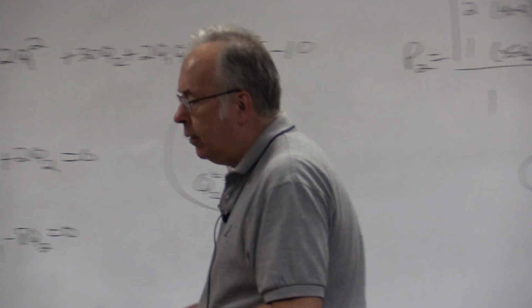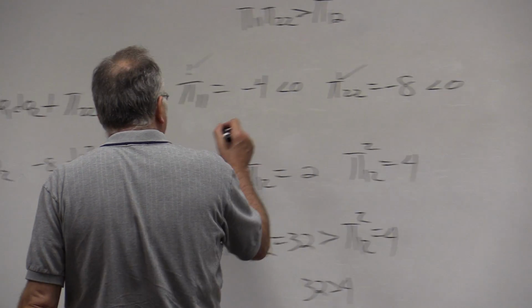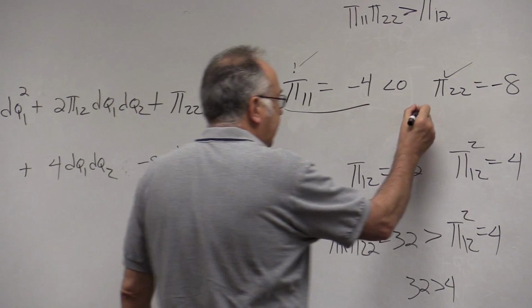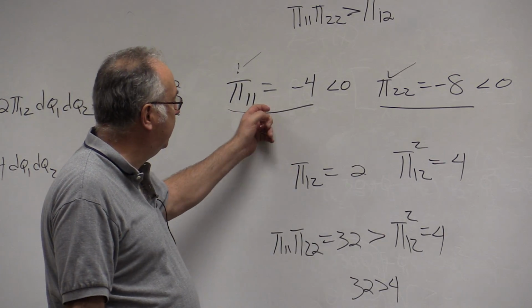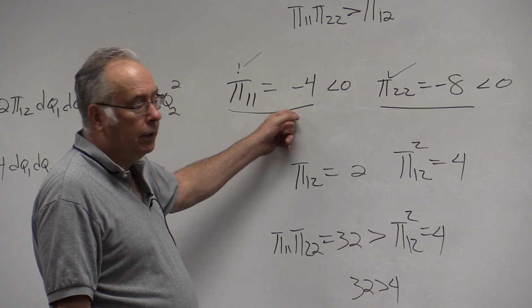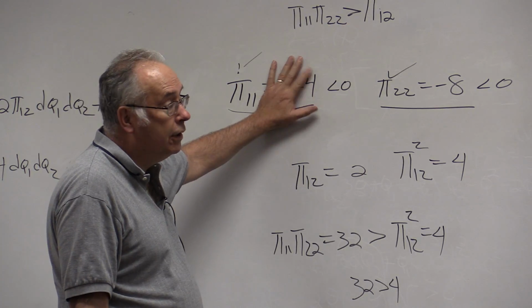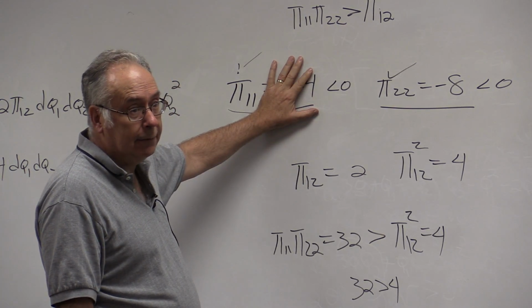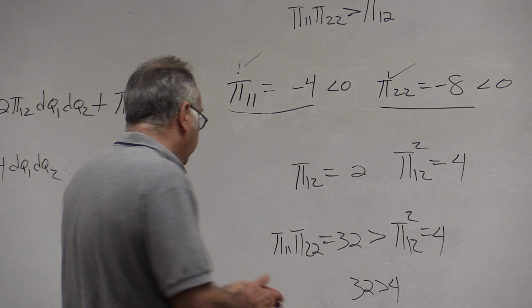Okay. Now, this will be easy to do as long as these second derivatives are constants, but they won't always be constants. Sometimes the second derivatives will be functions of Q1 and Q2. So then it might be a little more difficult to show that your function is concave. And maybe it isn't concave. It's not always concave. Okay.